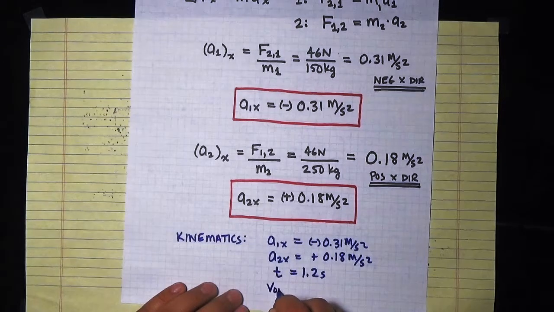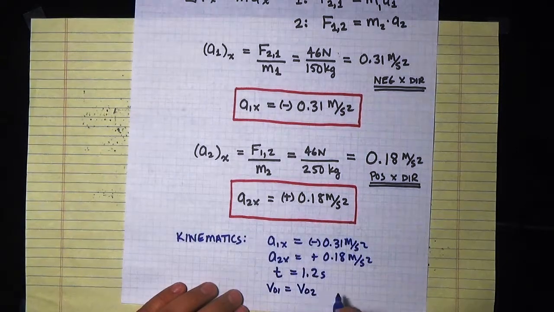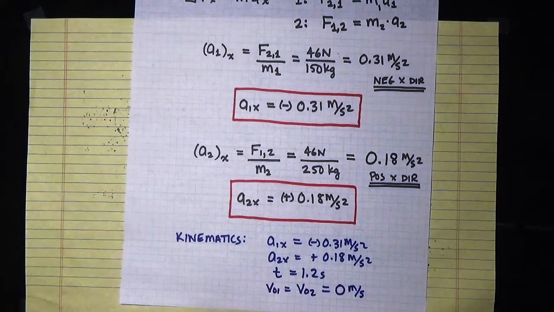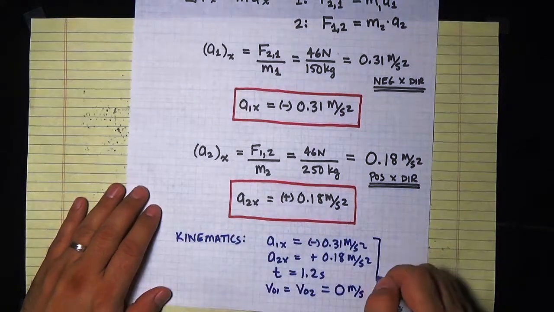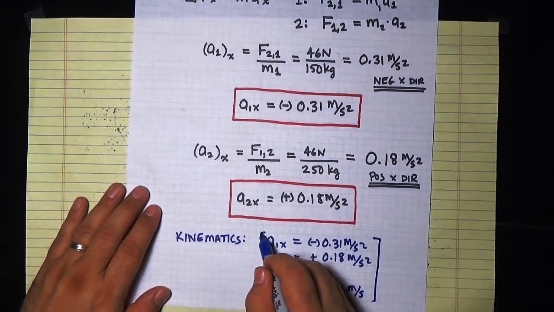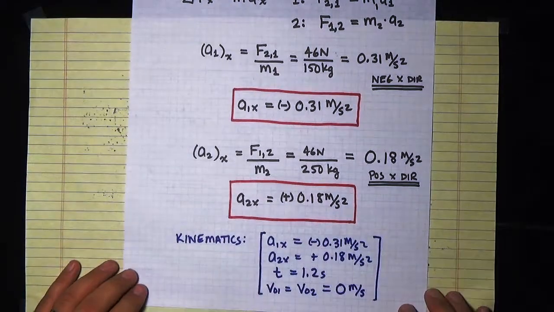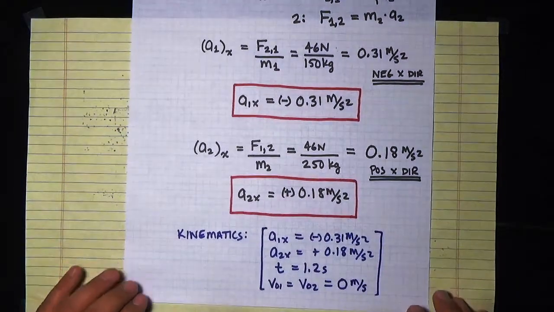And so the initial speed of canoe 1 is the same as the initial speed of canoe 2, which is 0 meters per second. Okay, so that should be enough information for you to work out the kinematics of the problem the way that we've been doing for most of the semester up to this point. Okay, so that's a problem involving Newton's third law. Good luck, and we'll do some more problems soon.